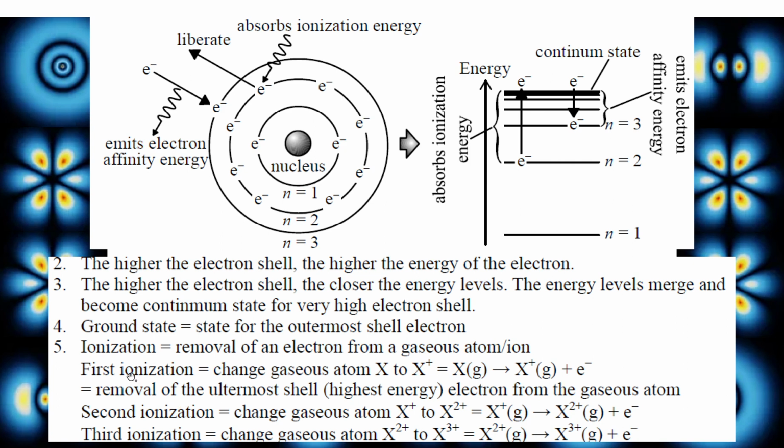So it's the first ionization. You remove the outermost shell electron, and then you can keep on doing it, removing one electron and then removing a second one, which is the second ionization. X+ becomes X2+. Then with the next ionization, X2+ becomes X3+. You can go on.